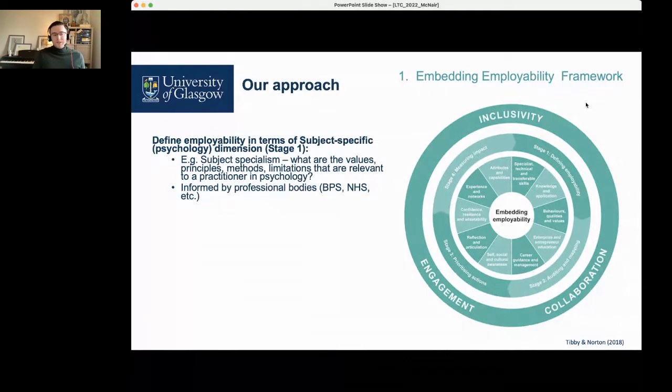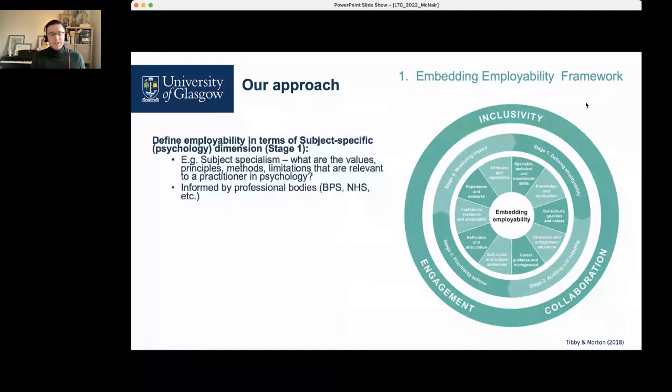So, for example, subject specialism, one of the attributes. The academic dimension explains this attribute in terms of the values, the principles, the methods, and the limitations of the subject. But we wanted to explore what, in relation to these, is relevant to being a practitioner in psychology or psychology students in general. And this was informed by professional bodies, so the British Psychological Society, in terms of what we do as part of our accredited degree programmes, also by other professional bodies like the NHS, Scottish Prison Service for forensic psychology, local authorities in terms of educational psychology.